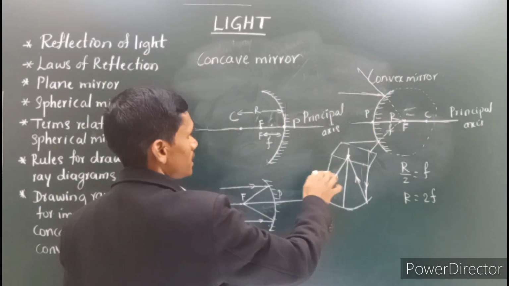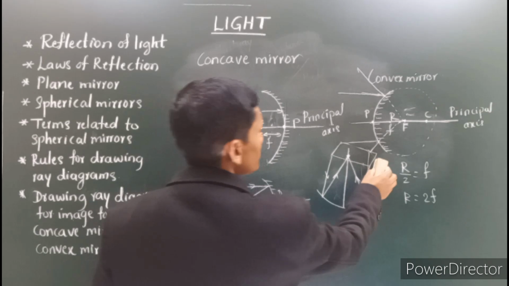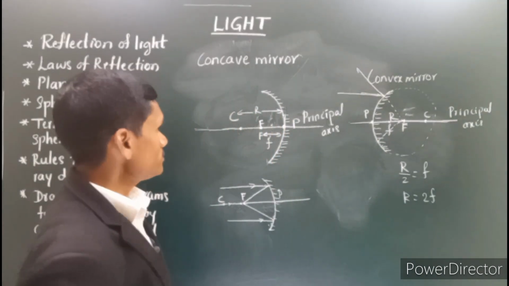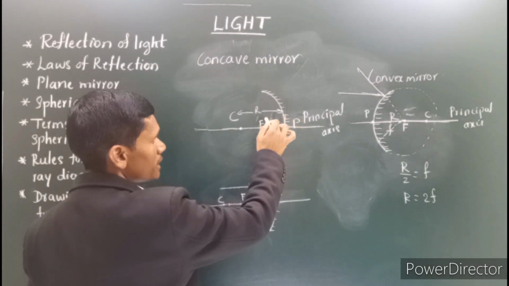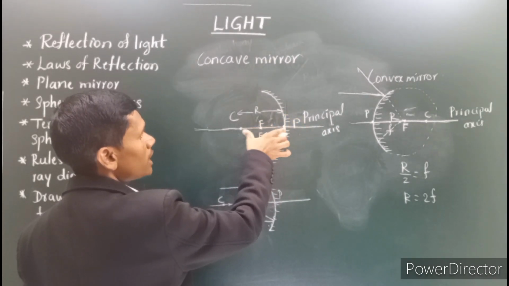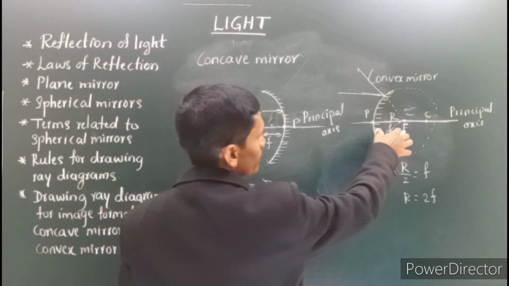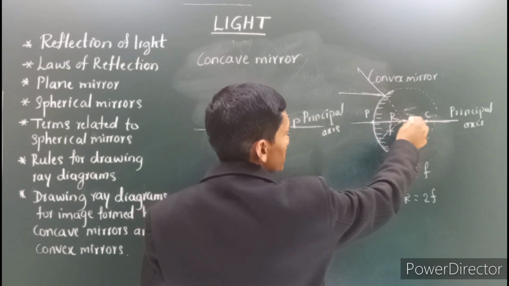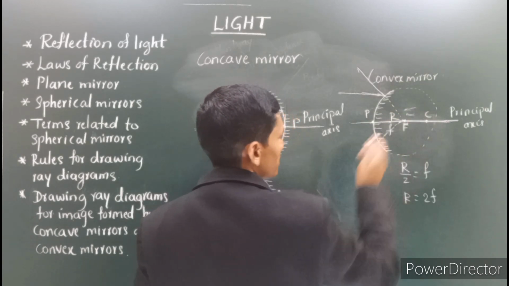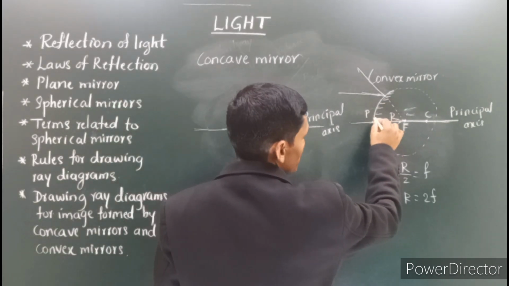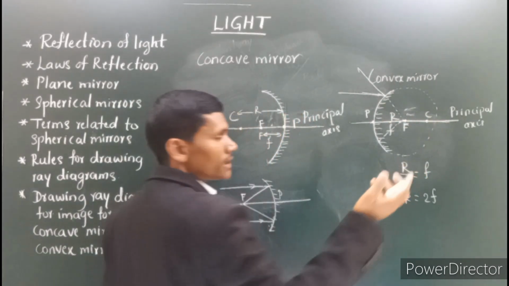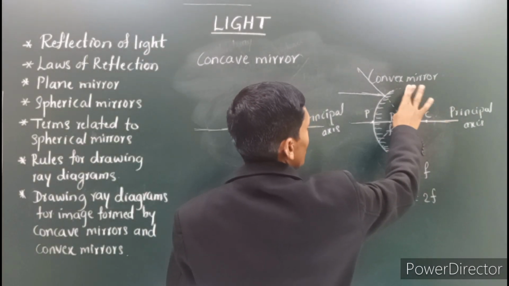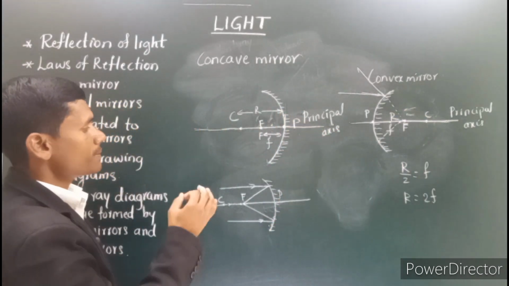You should not mix up everything. Let us remove this. Now in case of a concave mirror, the principal focus and the center of curvature are both in front of the mirror. In case of a convex mirror, the principal focus and the center of curvature are behind the mirror. Again, the distance between pole and center of curvature is the radius of curvature, as you know already. These are the terms related to spherical mirrors.